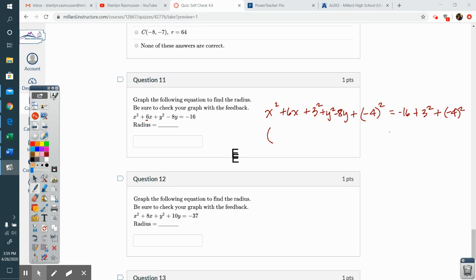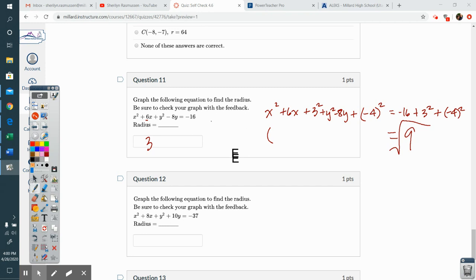Okay, since it's just asking for the radius, I don't have to figure out the equation. I can just do the radius side to save you some time. So on this one, we just would say negative 16 plus 3 squared plus negative 4 squared equals 9. So you take the square root of this number to figure out the radius. So for the radius, you just plug in and type in 3 there. And you don't have to figure out the equation of the circle because all it's asking is to find the radius.